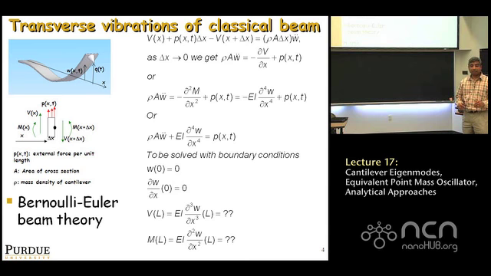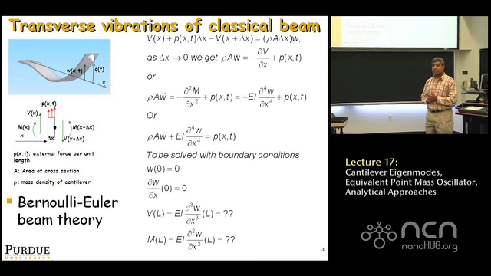The only difference of this compared to what you did before is this acceleration term, rho a w double dot, right? That's the only additional term, the ma term, the acceleration term, okay? It seems a very simple term to add, but what it has done is convert the problem from an ordinary differential equation into a partial differential equation.